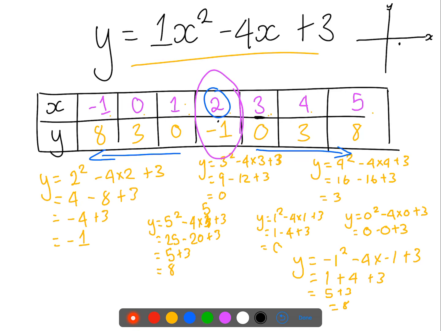Then this would be 3 along and on the 0. This would be 1 along and on the 0. 4 along and on the 3. 1, 2, 3. 0 on the 0 and on the 3. 5 along and on the 8. And negative 1 along and on the 8. And then lightly draw the parabola.